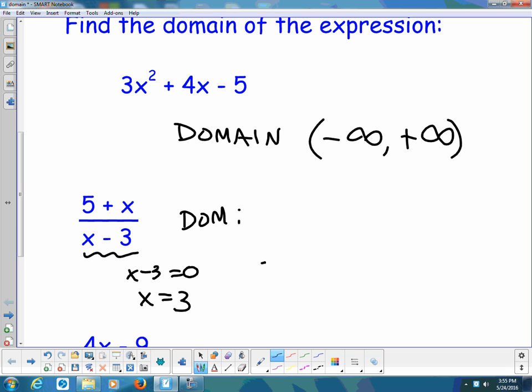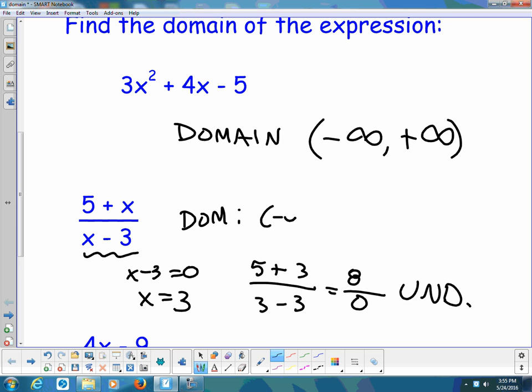So if I was to plug in 3 into this expression, I'd have 5 plus 3 over 3 minus 3. That's going to be 8 divided by 0, and that does not exist. That's undefined. All right, so in this case, our domain would be everything from negative infinity to 3, but we don't want to include the 3, so we would use a parentheses, union with from 3 to positive infinity. Again, the parentheses here and here mean that we don't want to include the 3 in our solution set.